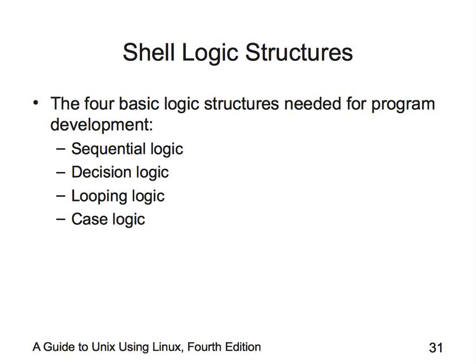So far, we have covered very rudimentary basics of scripting. Essentially, we wrote a tiny script that echoed something to the screen, our hello world script, and then we modified it to assign the hello world string into a variable, and then echoed the variable out. So in order to make our scripts do interesting things, we need to get some logic structures. The book talks about 4 basic logic structures: sequential logic, decision logic, looping logic, and case logic.